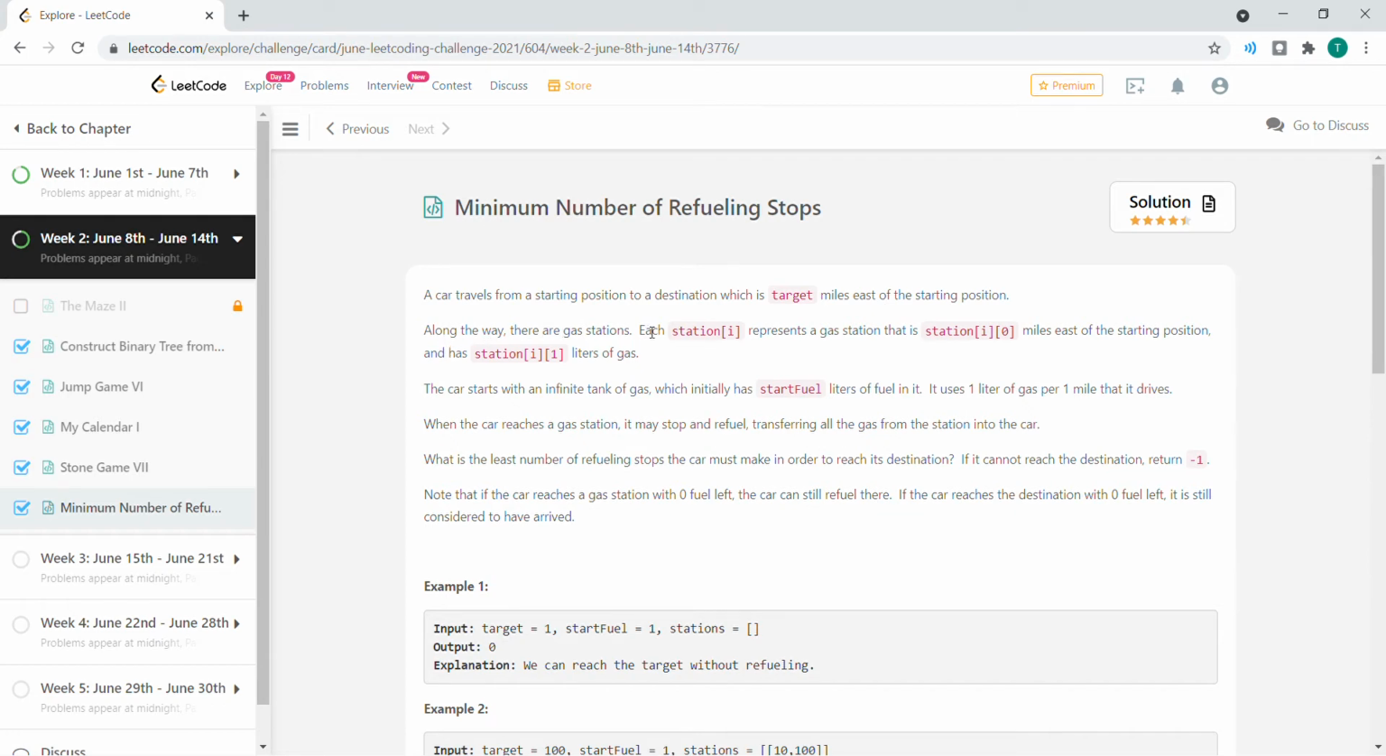Along the way there are gas stations. Each station i represents a gas station that is at position i miles east of the starting position and has stations i liters of gas. So this means that basically when you travel from point 0 to point 1, you use up 1 liter of gas.